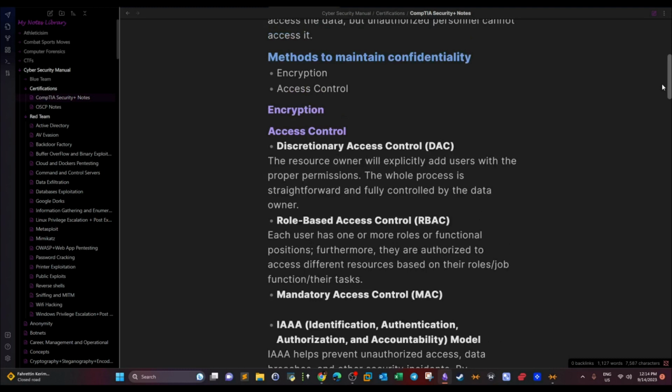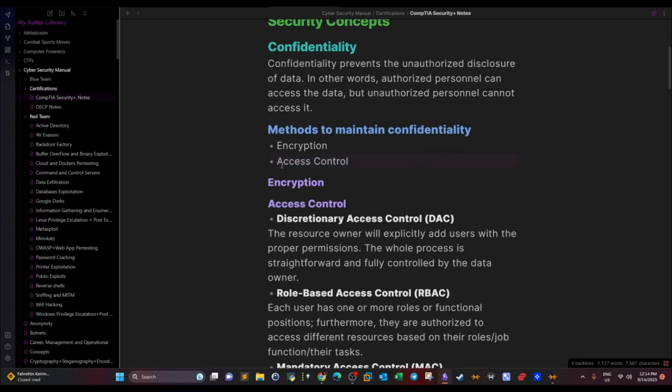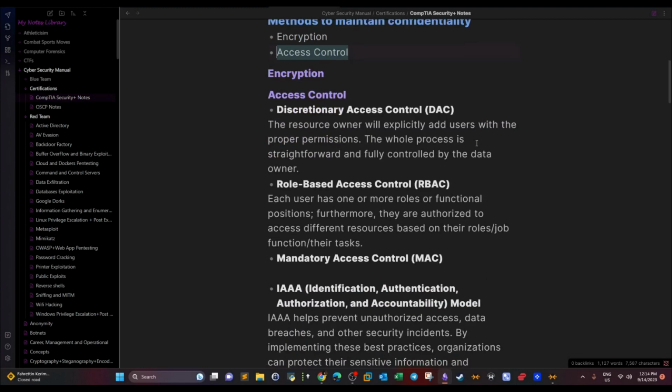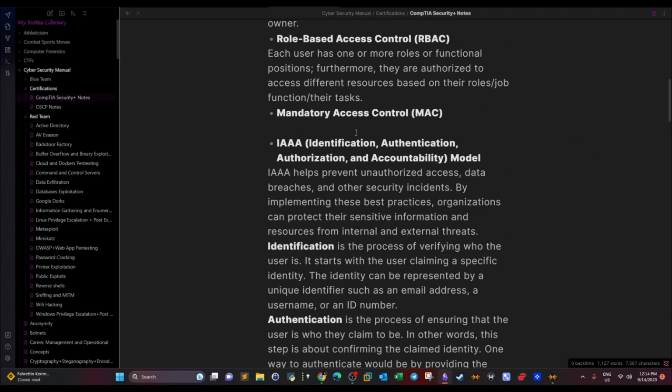Now everything that actually organizes identities is part of what's called access control. Now access control is there to maintain confidentiality of the information. We don't want sensitive information to get disclosed or fall into the wrong hands. So we want to maintain confidentiality through access control. And in access control, we try to manage identities. So identification, authentication, authorization, and accountability.